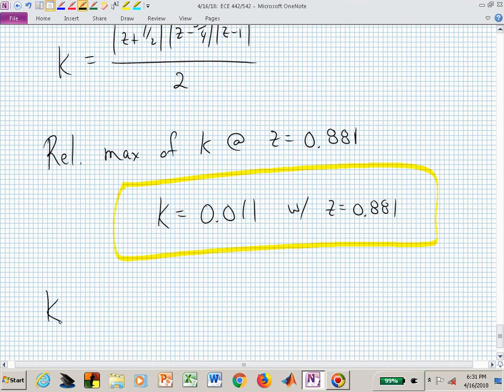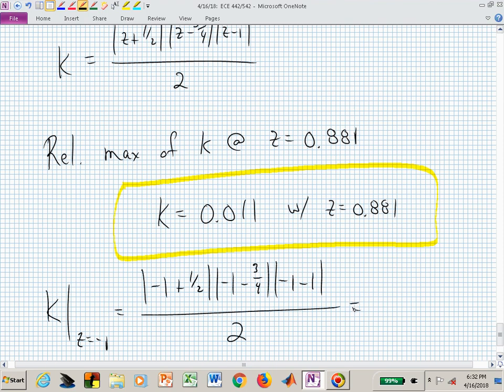So now let's look at K when Z is equal to -1. This is now going to be -1 plus 1/2, -1 minus 3/4, and -1 minus 1, all divided by 2. Or 1/2, 7/4, and 2, all divided by 2.